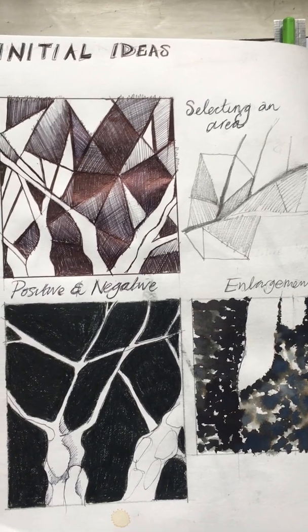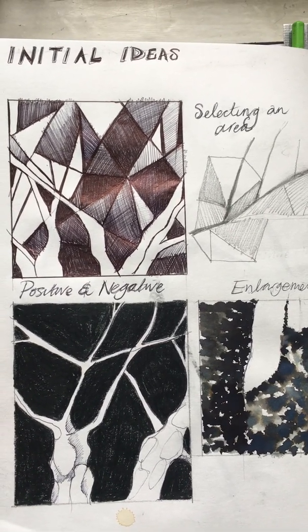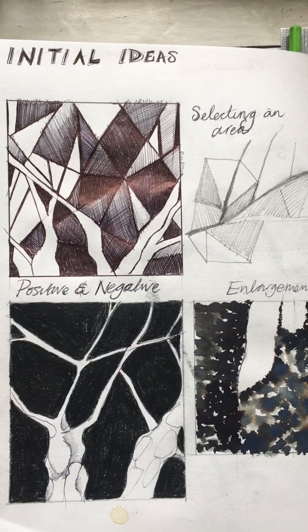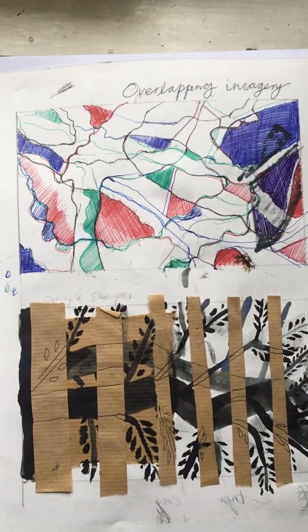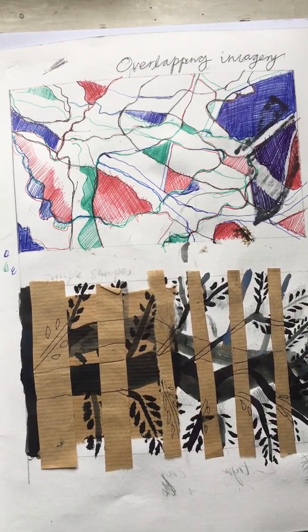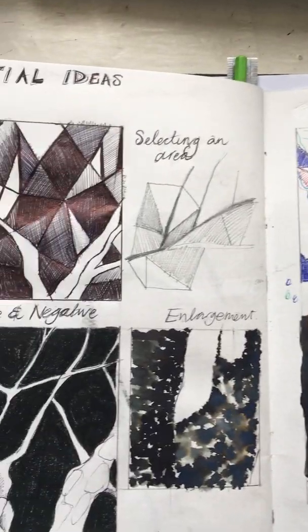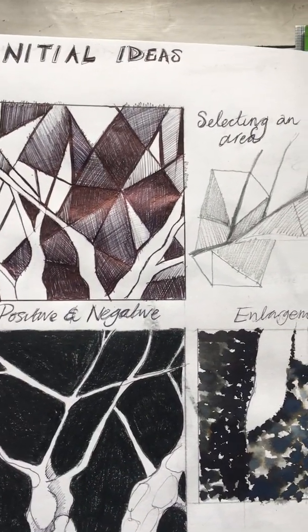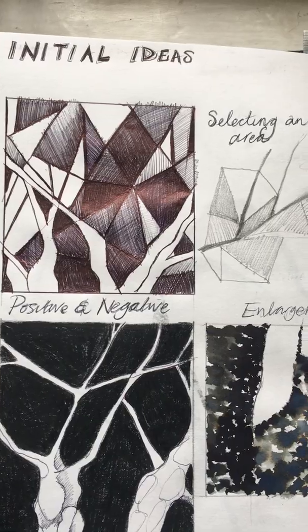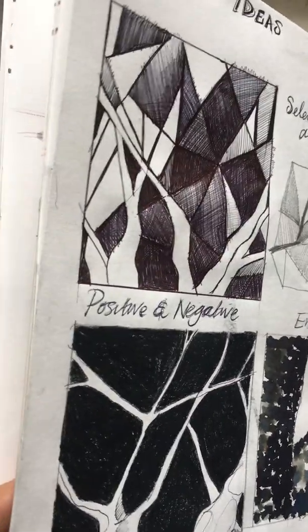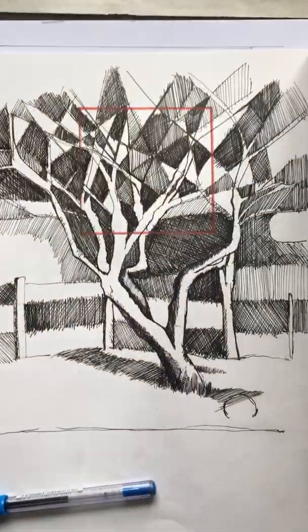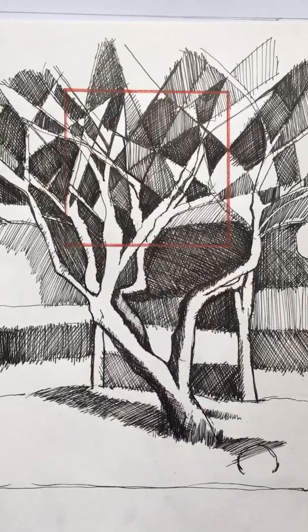Okay, so this is just discussing initial ideas. So I've done 1, 2, 3, 4, 5, and there's a couple on the other page of initial ideas. So initial ideas, I've started with this top one here, which is about selecting a particular area of one of the studies that I've done. That's this piece here. You can see that I've put a red square around it.